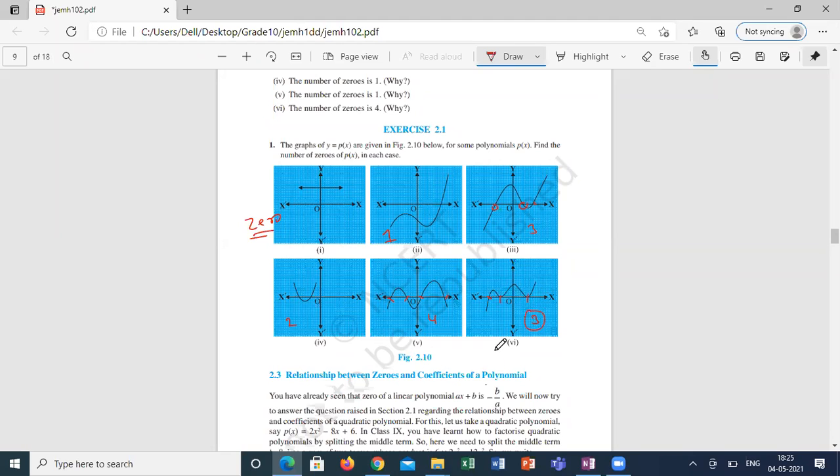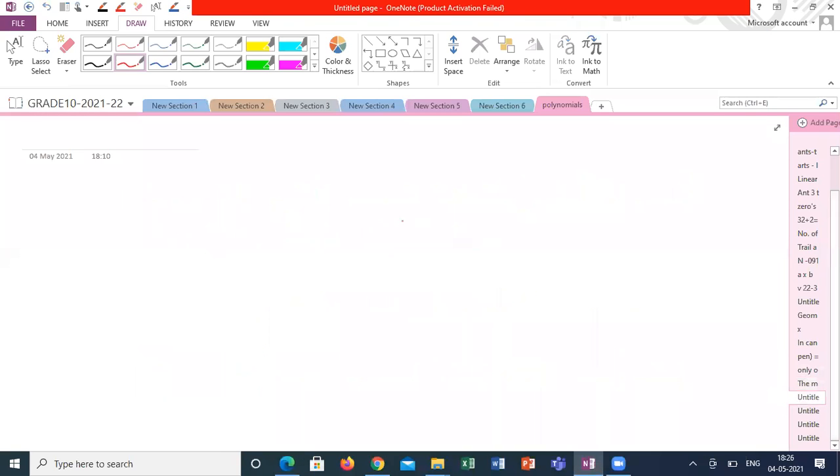Irrespective of its degree, how many times it is intersecting the x-axis, that is the number of zeros of the polynomial. In higher studies, you will learn why it deviates. Suppose I am taking the graph of p of x equal to x cube. I will get a graph like this. My graph is like this.